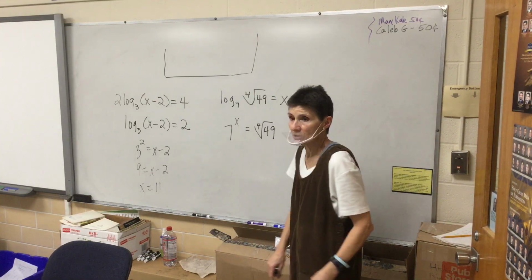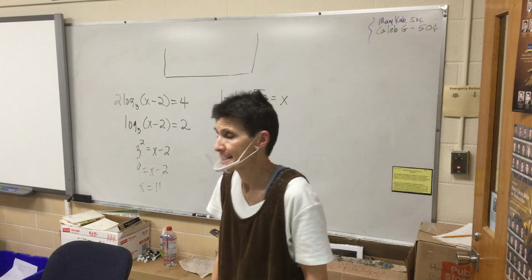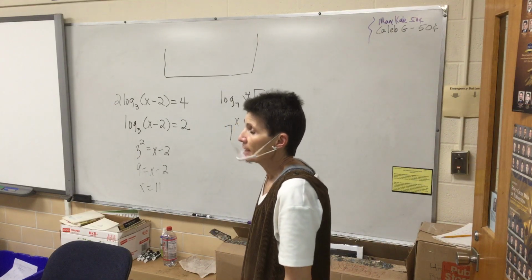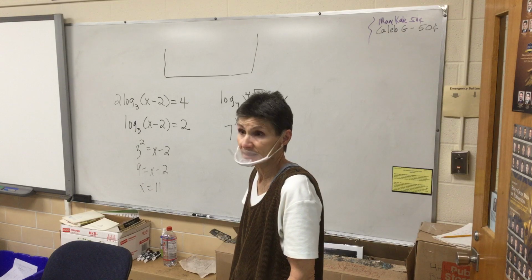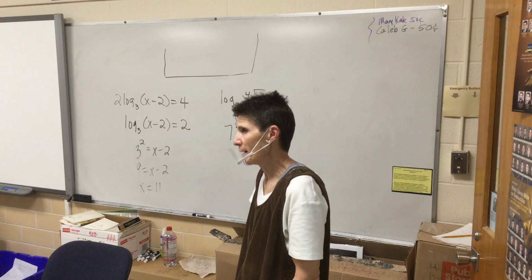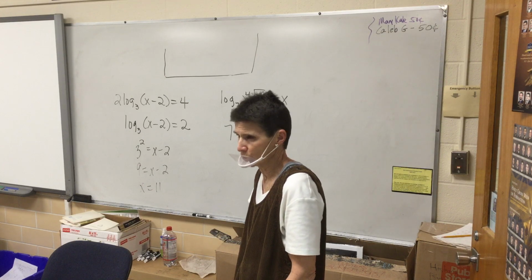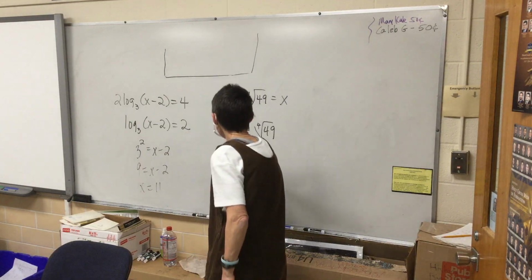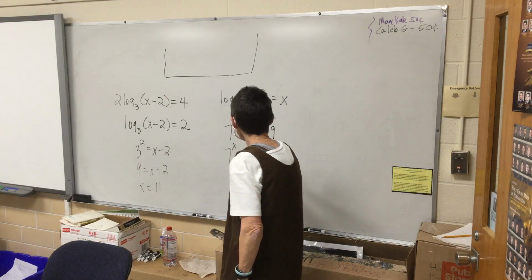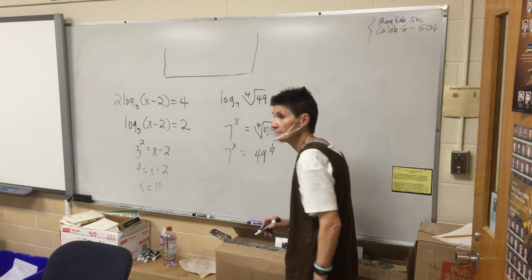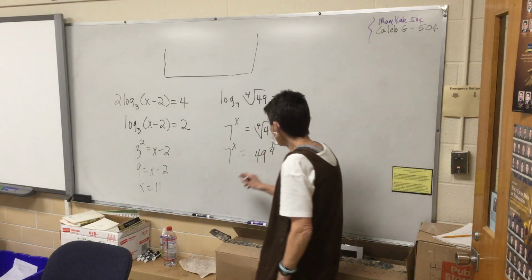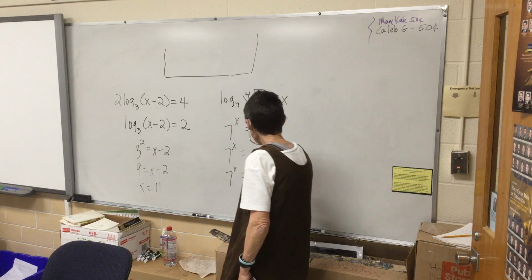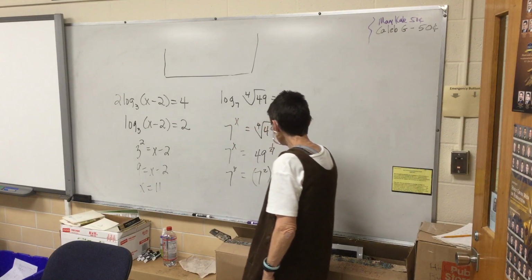Is 49 at all special? Yeah, you have to make the bases the same. 49 is 7 squared. Now what about a radical? What does the 4th root mean? To the 1/4. So I have 7 to the x equals 49 to the 1/4. But 49 is the same as 7 squared.